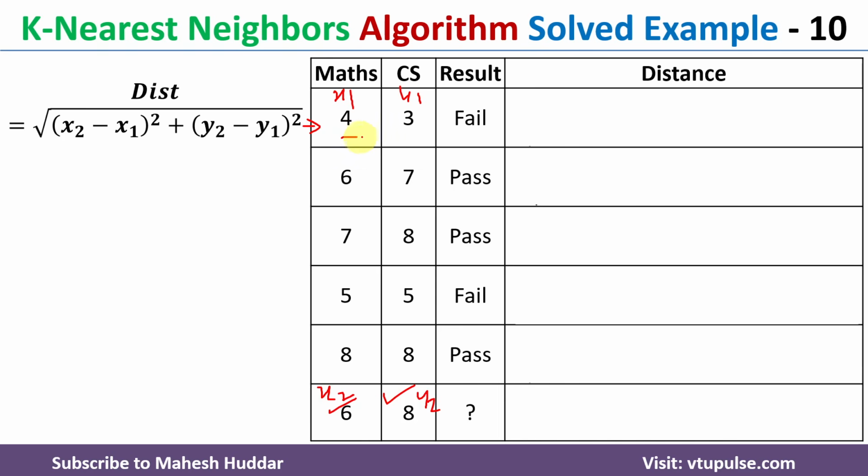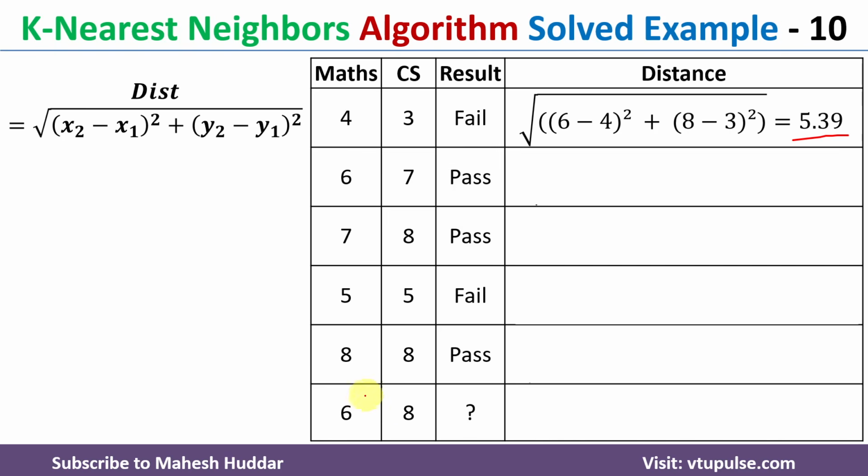So first we will consider the first training instance with the test instance. Here x2 is 6, x1 is 4, y2 is 8, y1 is 3. So which is equal to square root of (6 minus 4) square plus (8 minus 3) square, which is equal to 5.39. Next, square root of (6 minus 6) square plus (8 minus 7) square, which is equal to 1.